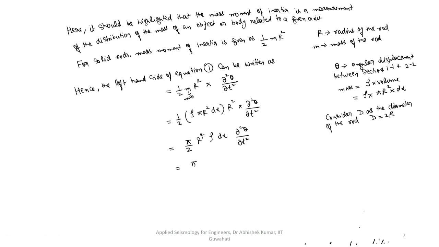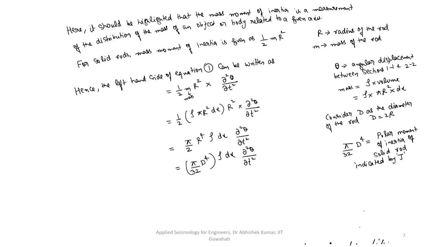So, you can write this equation as pi by 32 d^4 rho dx dou square theta over dou t square. Now, pi d^4 by 32 is the polar moment of inertia of a solid rod, indicated by J. So, I am considering pi d^4 over 32 as the value of polar moment of inertia, which is indicated by J. So, I am going to replace this by J. Then you get J rho dx dou square theta over dou t square.